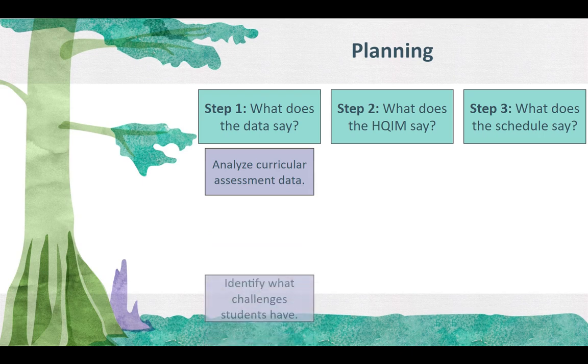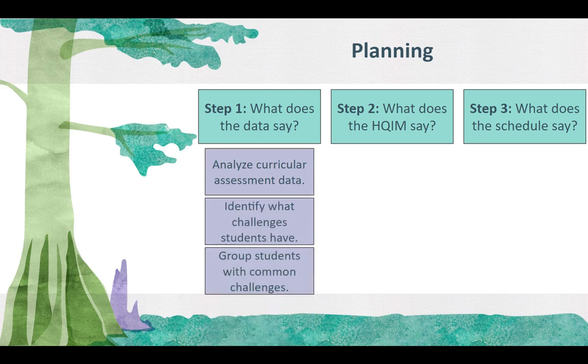When considering what the data says, analyze the assessment data from the curricular assessments. This may include informal assessments and anecdotal notes, formative assessments from daily lessons, or curriculum-specific diagnostics. Identify what challenges are present with your unique learning environment, illustrated by the data. Then form homogeneous groups of students that share common challenges.